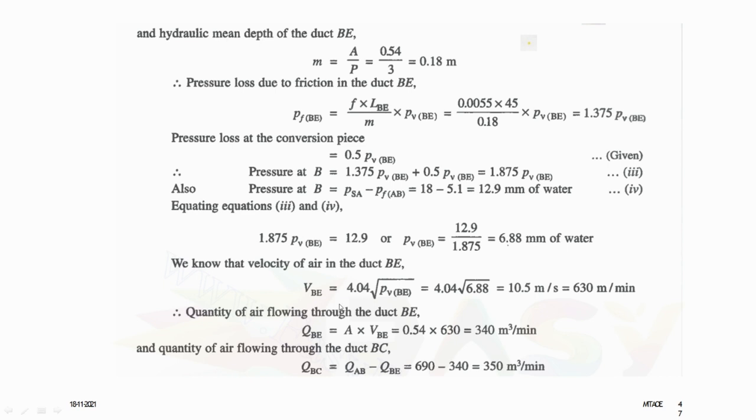And we know that the velocity of air at B we can calculate with the formula VB equals 4.04 root, because this comes from the dynamic pressure formula PVB equals V upon 4.04 whole square. So from that we get velocity at section B, which is 630 meter per minute. Now quantity of air flowing through duct B is A into VB, so we get 340 meter cube per minute. Now quantity of air flowing through BC, so we have to subtract. From AB minus BE we get quantity of air in BC, which is 350 meter cube per minute.